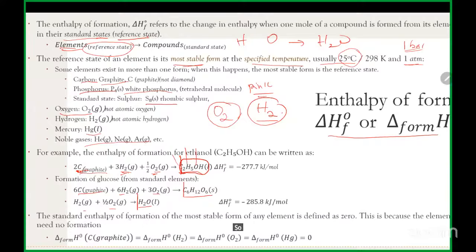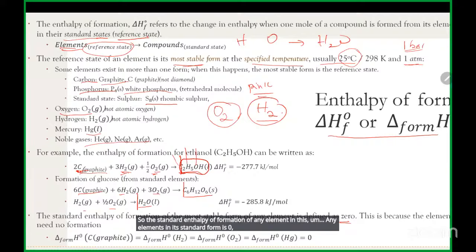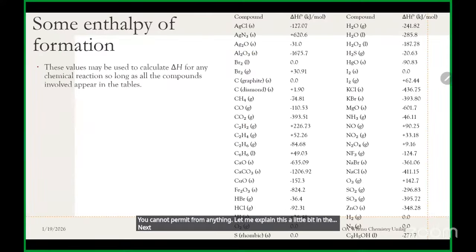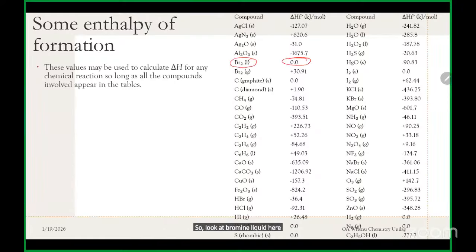So the standard enthalpy of formation of any element in its standard form is 0, because you cannot form it from anything. Let me explain this a little bit in the next slide. So this is another repeated slide. So look at bromine liquid here. It is 0. So if you want to form gaseous bromine from bromine liquid, you have to have some energy. So the standard in their reference states, it's 0, 0, 0, 0. Iodine is solid.